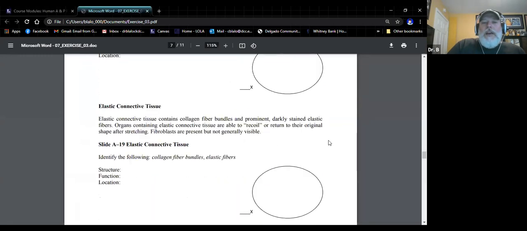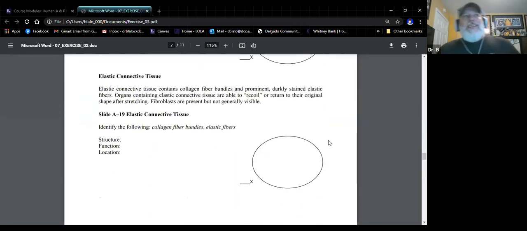All right. And our last type of dense connective tissue is going to be elastic connective tissue. Now, just like reticular connective tissue is high in reticular fibers, elastic connective tissue is going to see a higher incidence of elastic fibers. These elastic fibers allow for stretching, and then also return back to its normal shape and size.